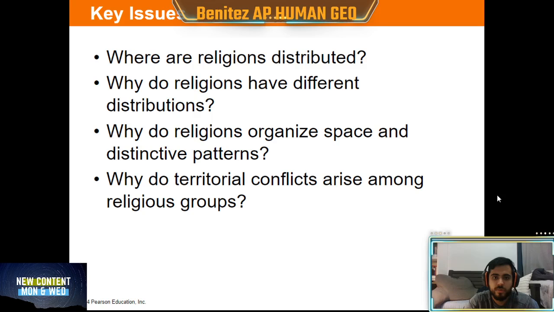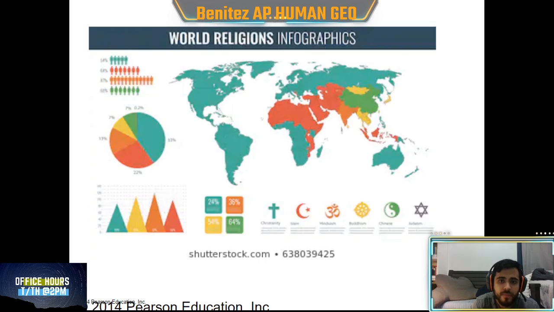For example, take a look. We need to know where religion is distributed, why religions have different distributions, and then why religions organize space and distinctive patterns. That fourth question that's on my slide, we're going to talk about Wednesday. Take a look. We're going to be focusing on 5 religions, and if you look at this picture, this infographic will tell you where you will find many of the main religions.